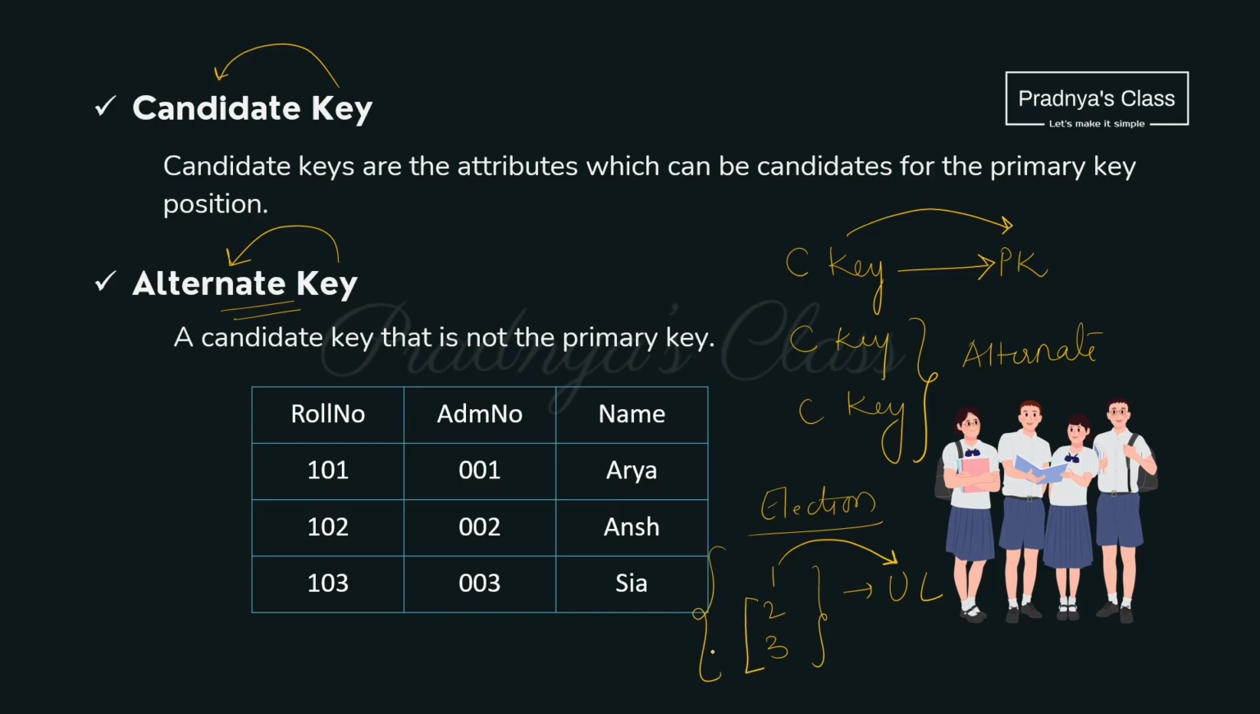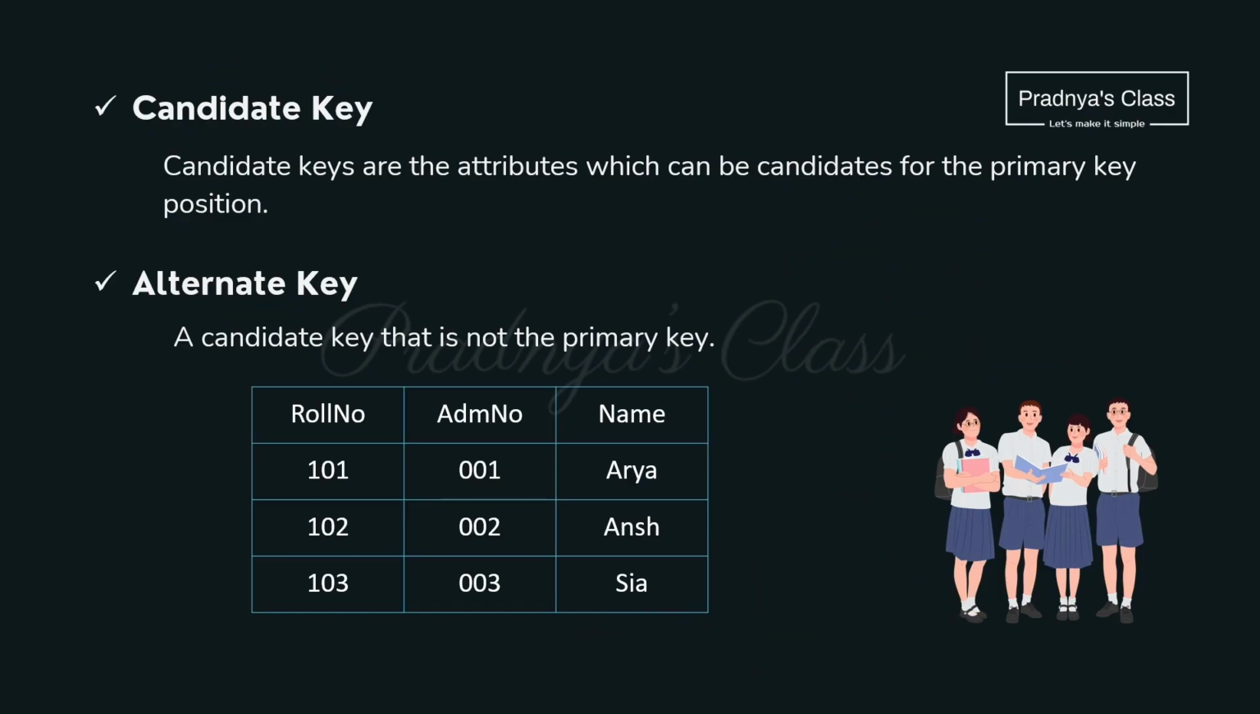But all three students were the candidates for the election. It means it is a candidate key. But one of them only became the union leader. Now out of those 3, the 2nd and 3rd students will be called alternate keys. Hope you understood this concept.